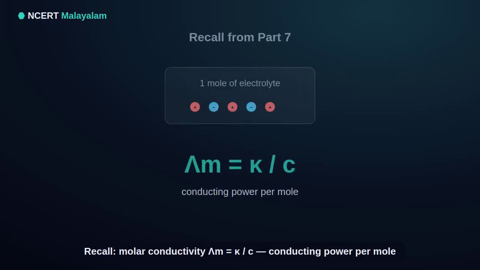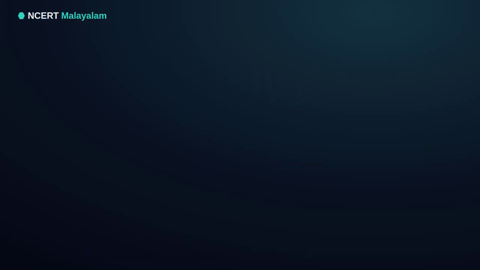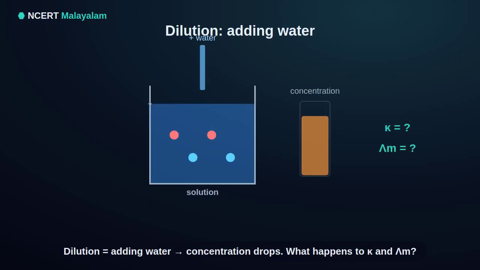In the last part we met molar conductivity, how well 1 mole of an electrolyte carries current. Its symbol is lambda, and it equals the conductivity divided by the concentration. Today we will do something simple. We add water to the solution. This is called dilution, and it lowers the concentration. Let us see what happens to the conductivity and to the molar conductivity.